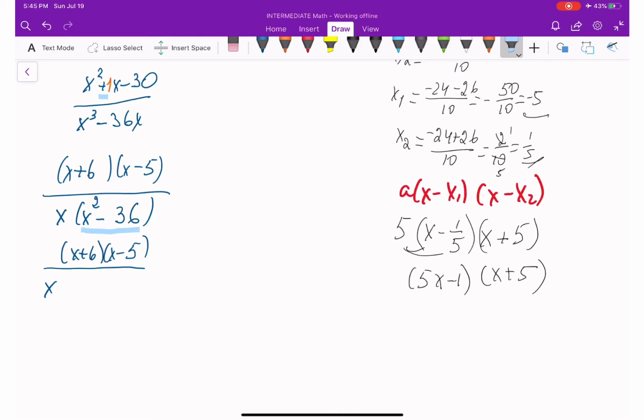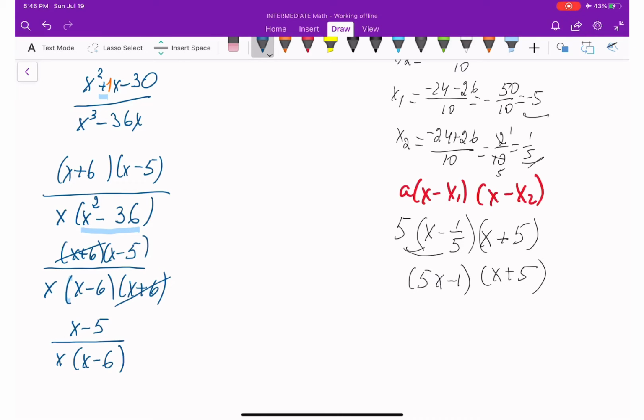minus 36, it's a formula, remember, difference of squares. So it's going to be x minus 6 times x plus 6. Because x squared is x to the power 2, 36 is 6 to the power 2. So if you open up a plus b, a minus b. Can we cancel here? Yes, x plus 6. And the answer is x minus 5 on the top. And at the bottom, x times x minus 6. And we are done with this one.